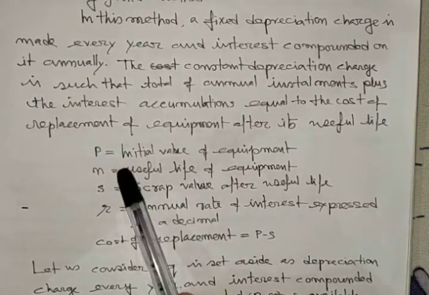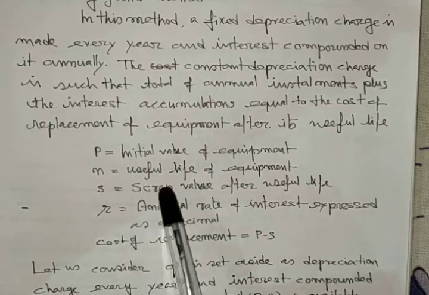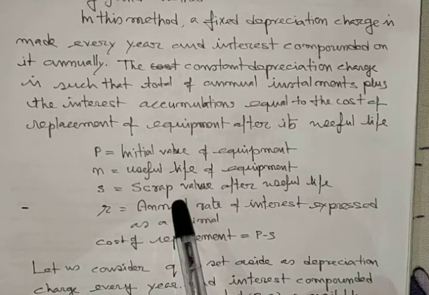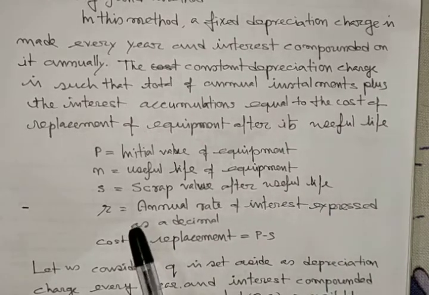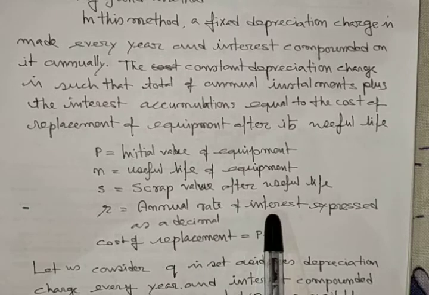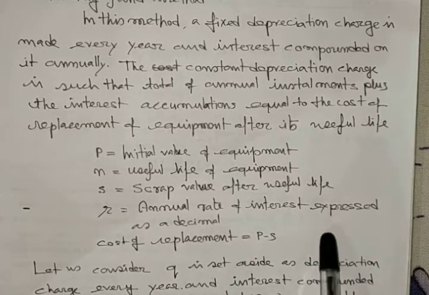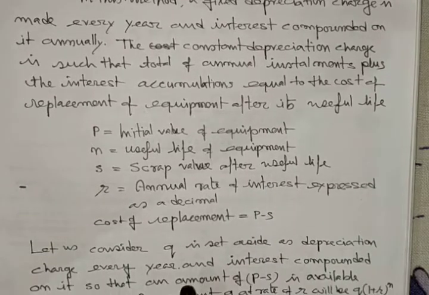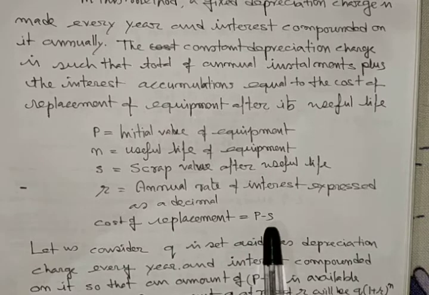Let's consider P is the initial value of the equipment, that is the capital, N is the useful life of the equipment, S is the scrap value after useful life, or salvage value, and R is the annual rate of interest expressed in decimal. Suppose it is 10%, it means 0.1. Then the cost of replacement will be P minus S.